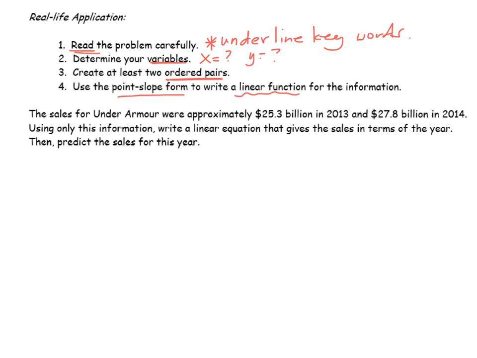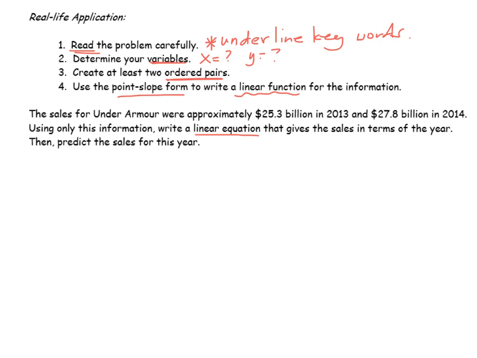It says the sales for Under Armour were approximately $25.3 billion in 2013 and $27.8 billion in 2014. Using only this information, write a linear equation that gives you sales in terms of the year. So that's going to help us decide what our x's and y's are. So we've got some information here. In 2013, they made some money. In 2014, they made a little bit more. You know, a couple extra billion, no big deal.